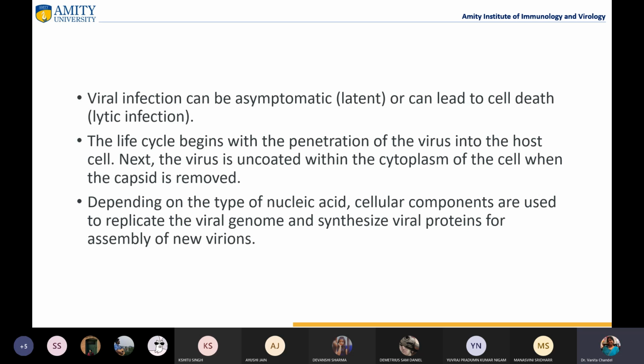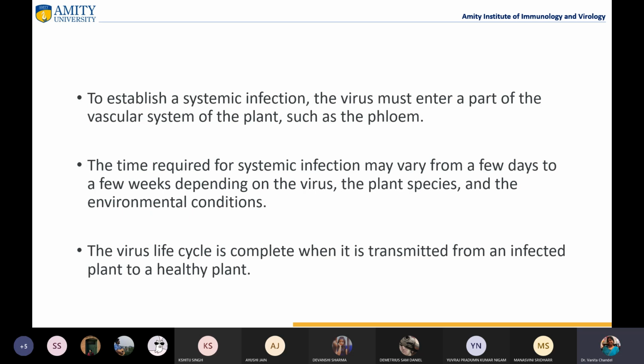Then the virus is uncoated within the cytoplasm of the cell. When the capsid is being uncoated, the capsid is removed. Then, depending upon the nucleic acid, cellular components are used to replicate the viral genome, and then further viral proteins are being synthesized for the assembly of new virions, or a new whole virus particle.